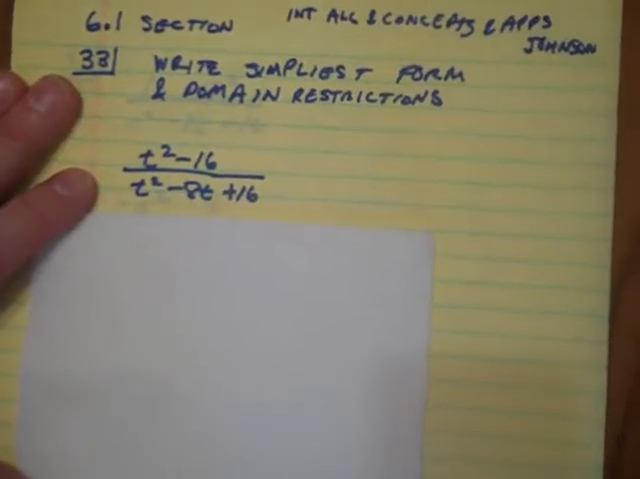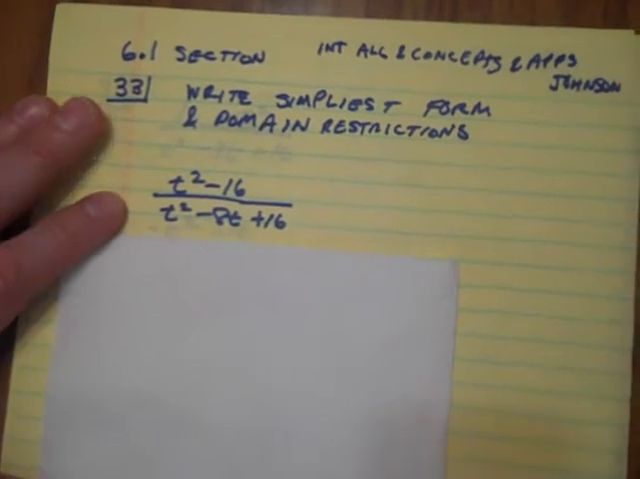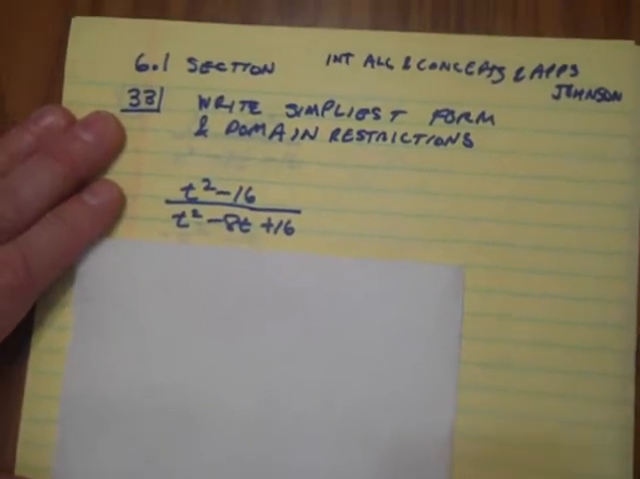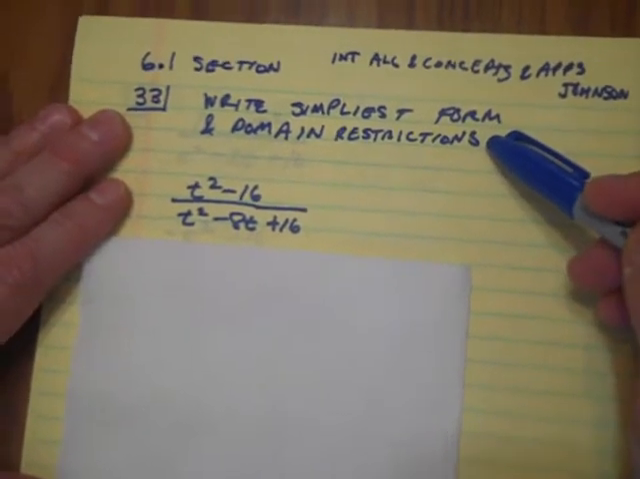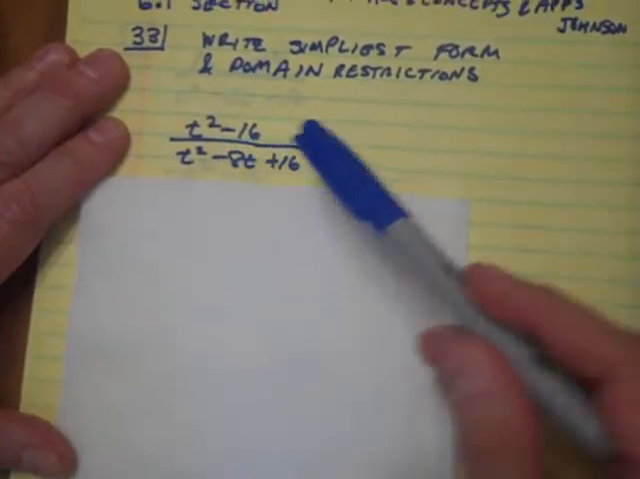Alright, so we're working in section 6.1 of Intermediate Algebra and Concepts and Applications by Johnson, a college algebra textbook. We're doing some rational expressions today, simplifying and finding domain restrictions. Sometimes that's called excluded values. Start with problem 33. And they give you this rational expression.